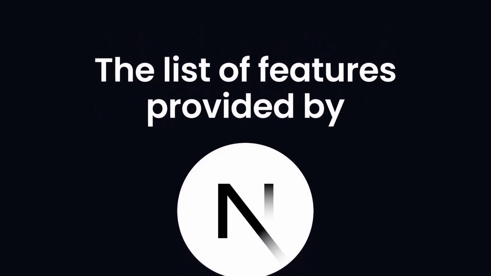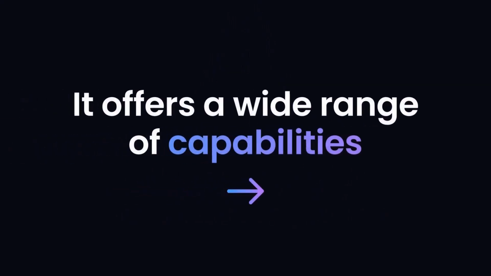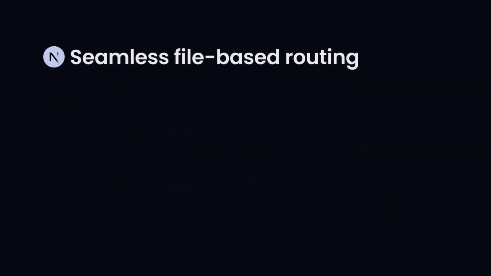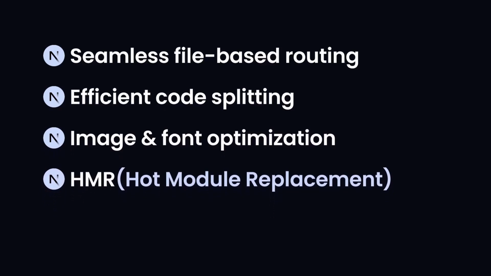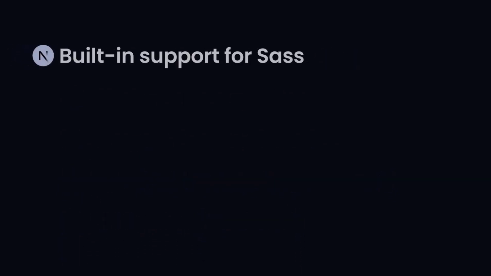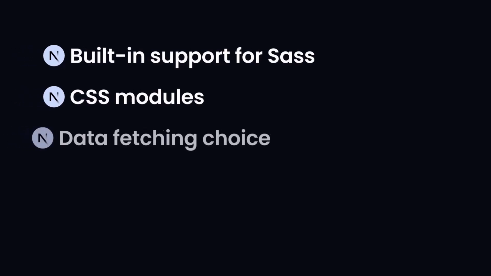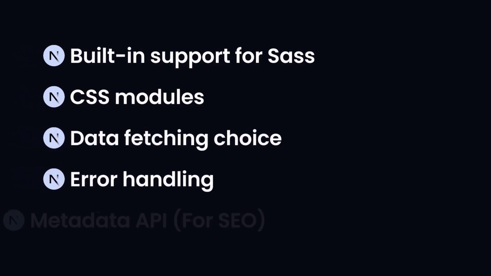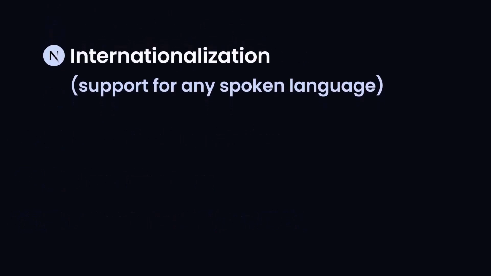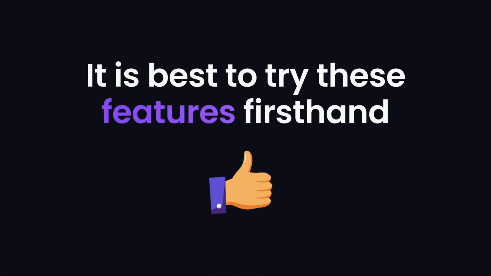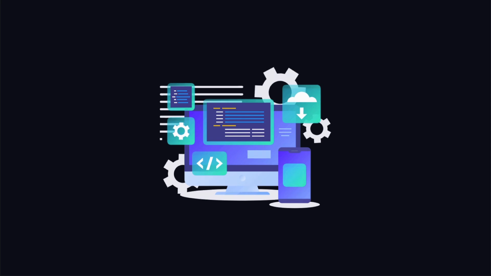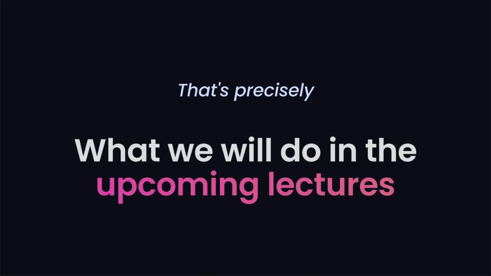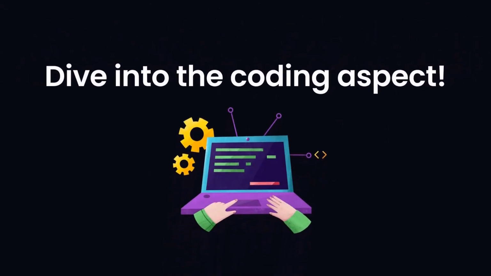However, the list of features provided by Next.js goes beyond what has been mentioned so far. It offers a wide range of capabilities, including seamless file-based routing, efficient code splitting, image and font optimization, hot module replacement, API routes, built-in support for Sass, CSS modules, data fetching choices, error handling, metadata API, internationalization, and so much more. It is best to try these features firsthand through practical implementation to truly appreciate its potential. And that's precisely what we will do in the upcoming lectures. Dive into the coding aspect.